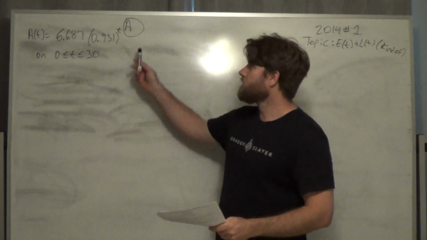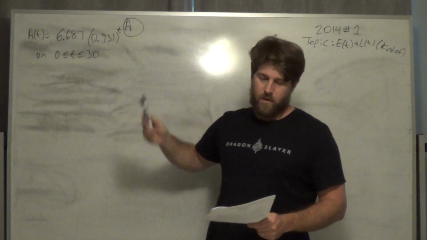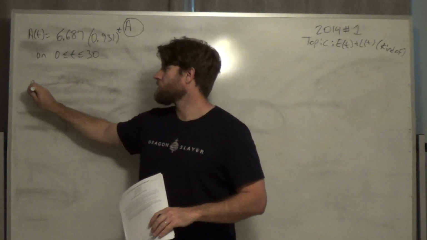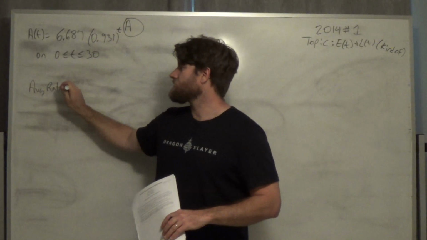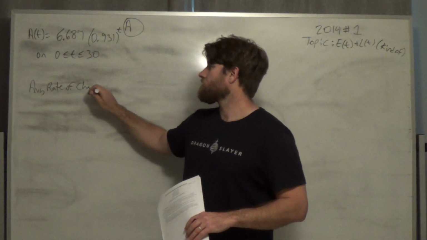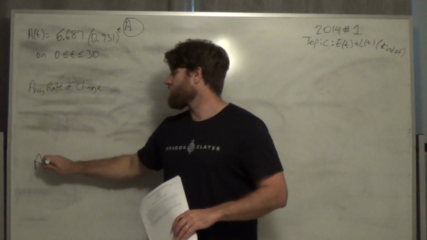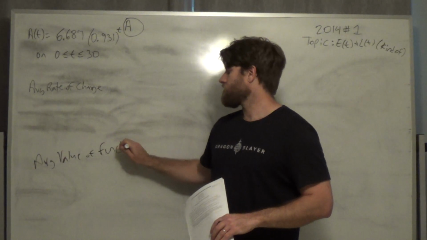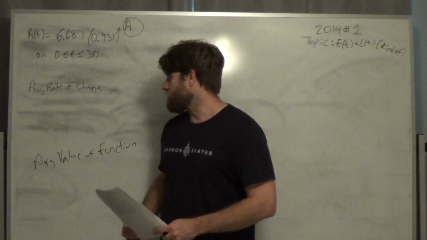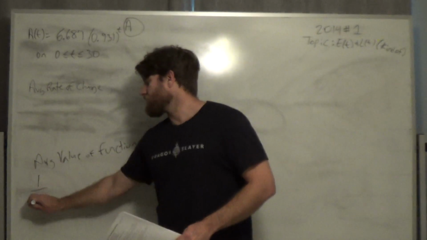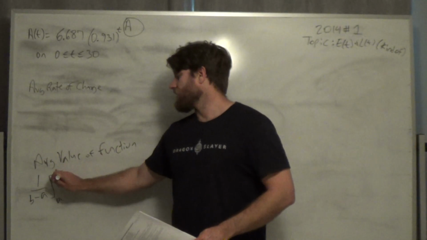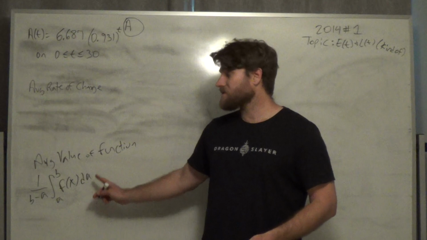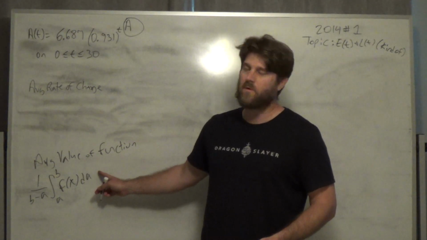So, part A, for this question, I started by typing this into Y1 in my calculator. Then it says find the average rate of change. There are two formulas. There's average rate of change, and there's average value of a function. Now, average value of a function is 1 over b minus a integral a to b f of x dx. That's not what we're talking about here. And in fact, this is not on your AP exam this year. They got rid of it, this one type of question.